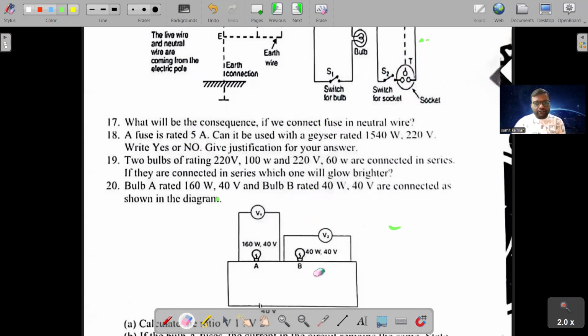Now, the next question is: two bulbs of rating 220 volt 100 watt and 220 volt 60 watt are connected in series. Students, if they are connected in series, which one will glow brighter? So you have to tell which one will glow brighter in the series combination. For this, first calculate resistance.